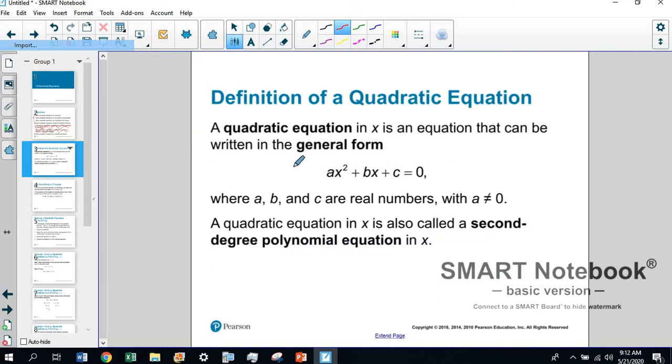All right, so remember the quadratic equation is an equation that can be written in the form ax squared plus bx plus c equals 0. A, b, and c are any real number. A is not equal to 0. And this is called the general form. The reason we write it like this is because almost every time you want to solve a quadratic equation, the first step is to set it equal to 0. Now, there is one special case where we don't do that, and we'll talk about that here in a minute. Okay?